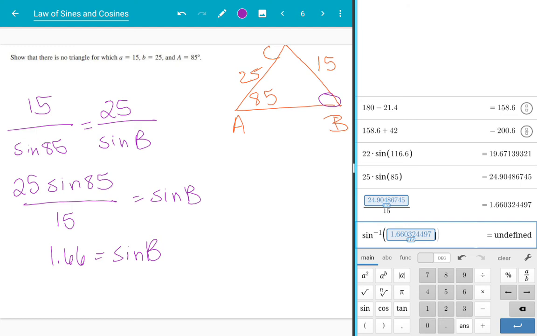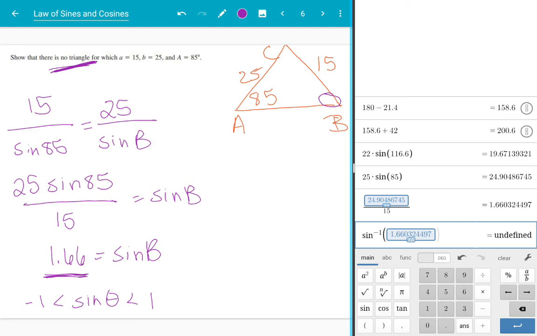Okay, now why is it undefined? Well, you should have noticed that this value here is too large. It needs to be between this range. That's too big, so it's undefined. There's no solution. Now, if we apply law of sines with the information we had and we got no solution, what that tells me is that there is no possible triangle for this figure. Now, let's see why that's the case.